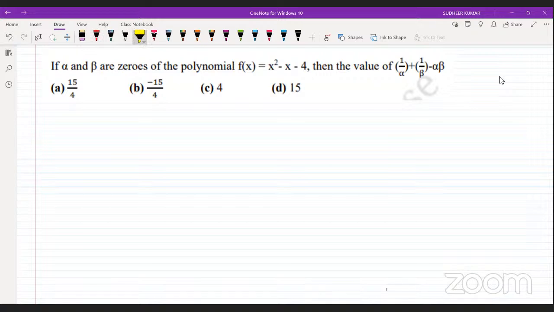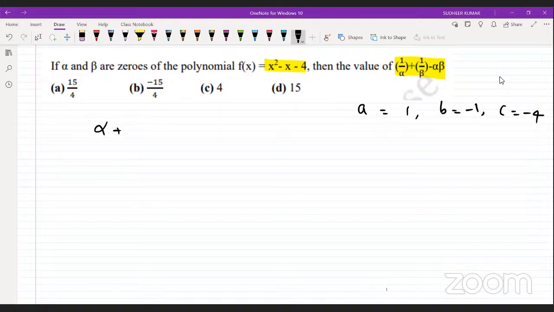Whenever they ask alpha and beta are the zeros of a polynomial and any expression is given to find this result, convert these expressions into the form of either alpha plus beta or alpha beta. Because when the polynomial is given, we can easily find the product of roots and sum of the roots, right? So first let us write these two. If we compare this given polynomial with ax square plus bx plus c, where a equal to 1, b equal to minus 1 and c equal to minus 4.